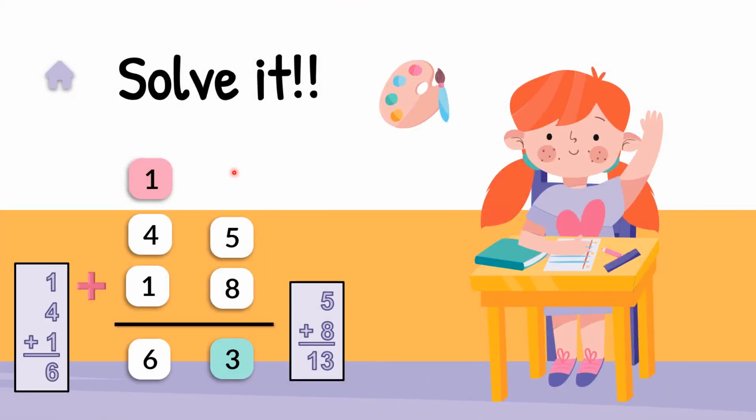Solve it. This type of sums you have already done in class 2. So what you have to do? You have to add 45 plus 18. On one's position you can see 5 plus 8. 5 plus 8 will be 13. So you keep this 3 over here and take this 1 up to the tens. 1 plus 4 plus 1 will be 6. 63. You should use your fingers to add all these numbers.